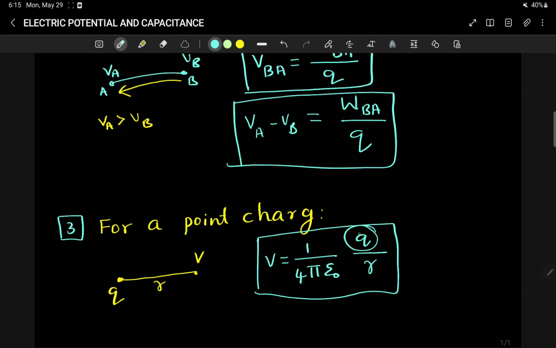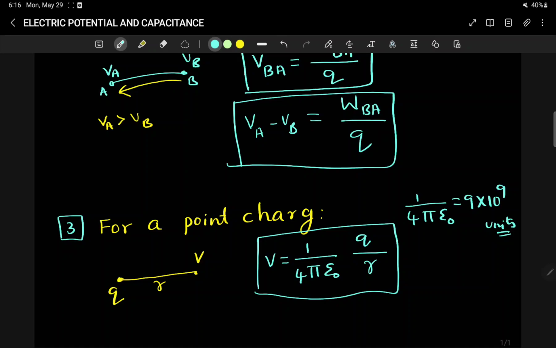So here variables are Q and R, where 1 by 4 pi epsilon naught value is fixed. How much is that? You have studied that in the first chapter, where the value of 1 divided by 4 pi epsilon naught is 9 into 10 to the power 9 units. Newton meter square per coulomb square will come. So it will be in these units.